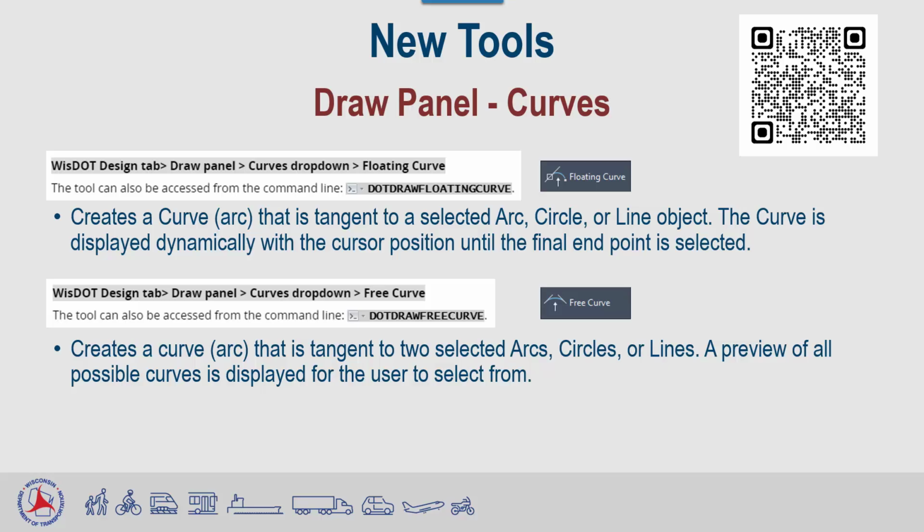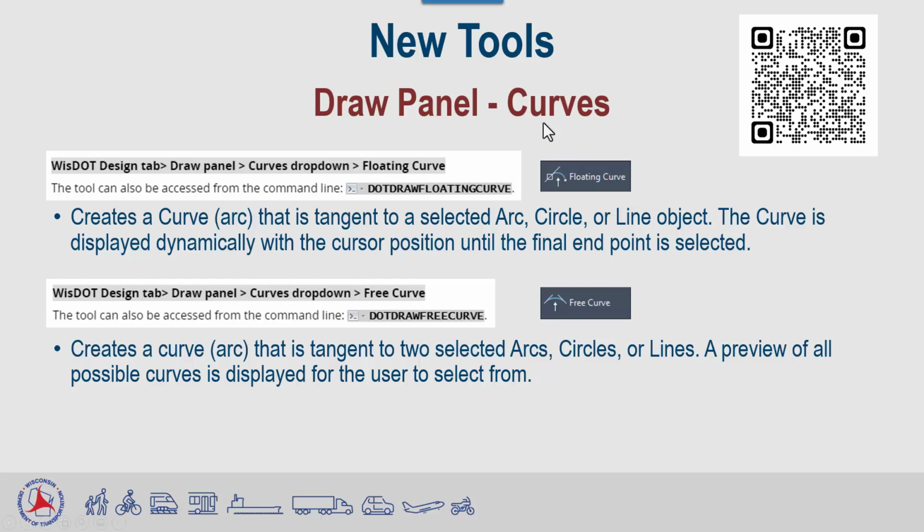Now let's cover the curves. The curve menu includes two commands. Just like the line commands, we have floating and free. The floating curve creates a curve or arc that is tangent to a selected arc, circle, or line object. The curve is displayed dynamically with the cursor position until the final endpoint is selected. The free curve creates a curve or arc that is tangent to two selected arcs, circles, or lines. A preview of all possible curves is displayed for the user to select from.